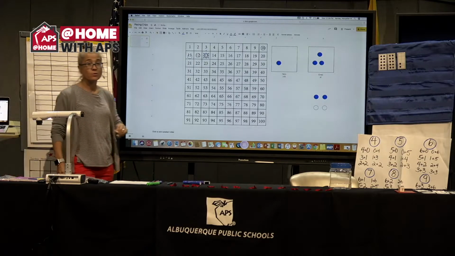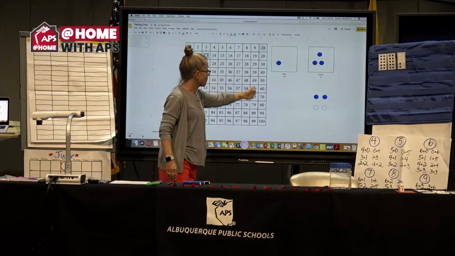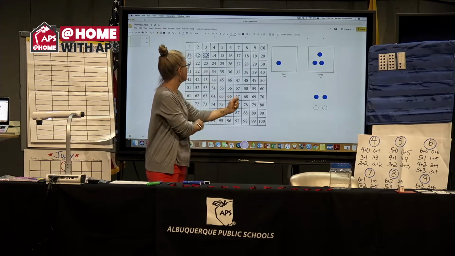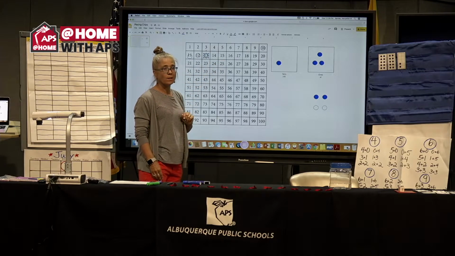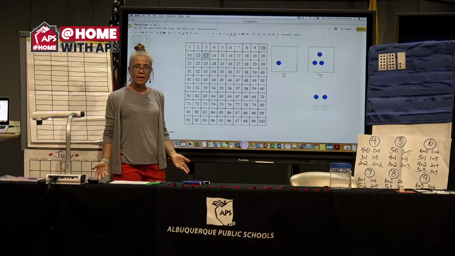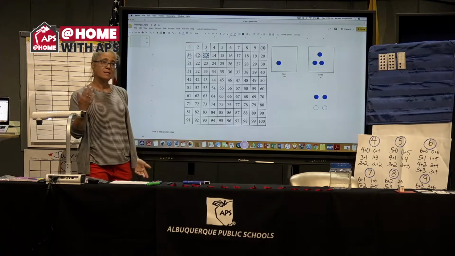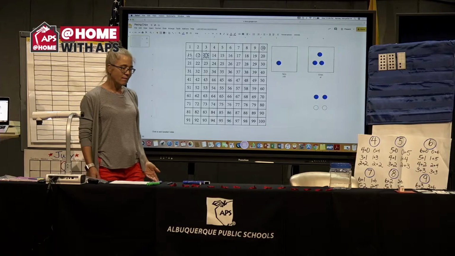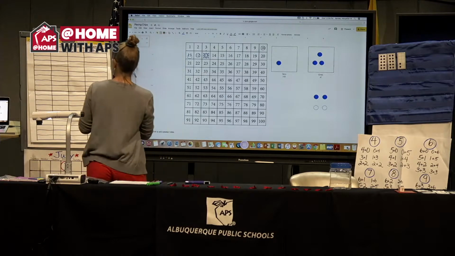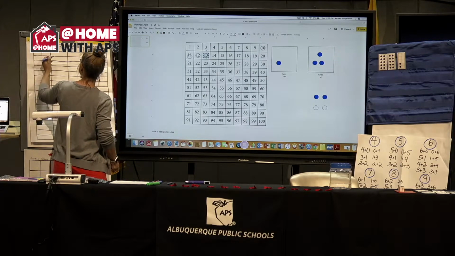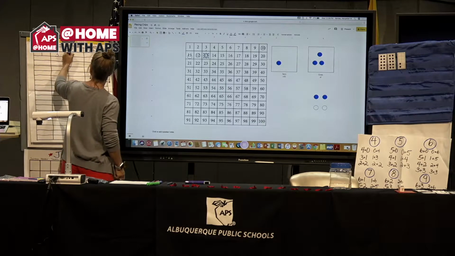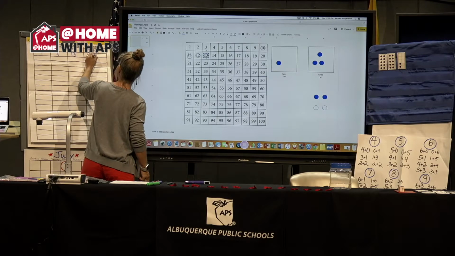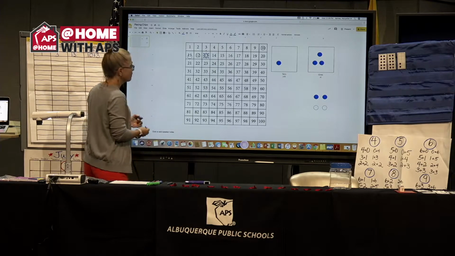Because we've talked about our hundreds chart a lot, right? And how if we're going this way, we're counting by tens because it includes all those numbers before it. And if we're going this way, we're going by ones. So what number do I get if I have 1 in the tens and 3 in the ones? 13, that's right. Let's record it. So we have 1 in the tens, 3 in the ones. It makes 13. And we know that because we have 10 plus 3.